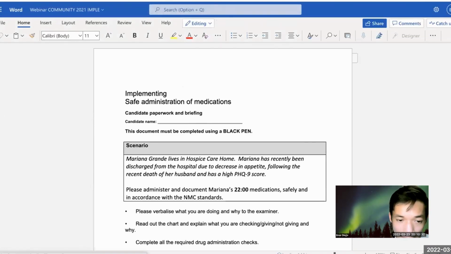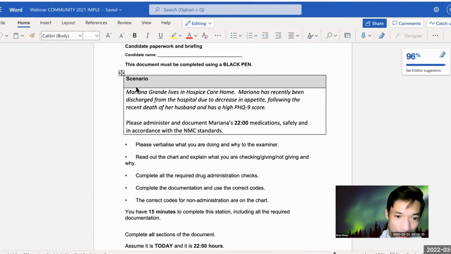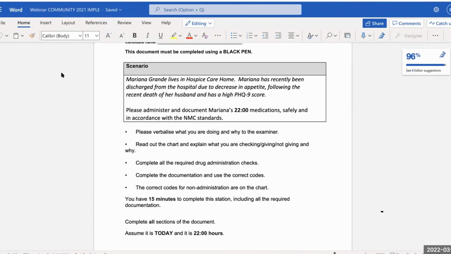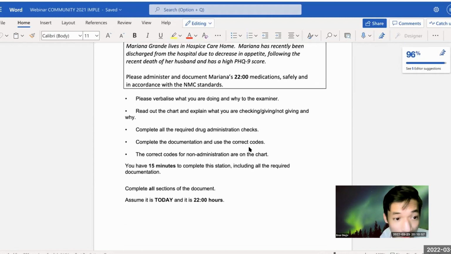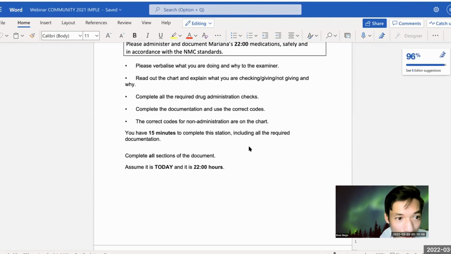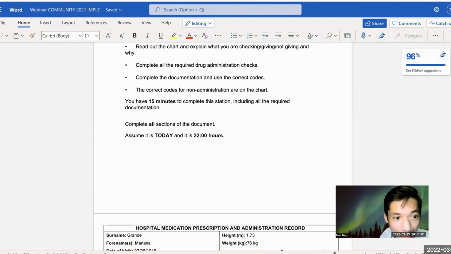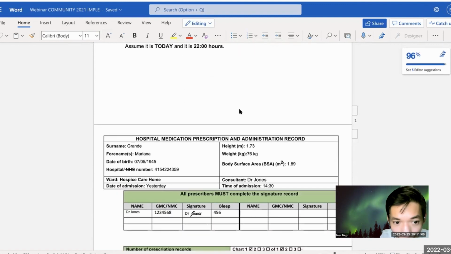So the scenario, let's say Mariana Grande lives in a hospice care. Mariana has recently been discharged from the hospital due to decrease in appetite following the recent death of her husband and has a high PHQ-9 score. Please administer and document Mariana's 2200 medication safely in accordance with the NMC standards. So based on our scenario, you are meant to administer the 10 o'clock medications, the 2200 medications, yeah? So similar with your other document, you're given 15 minutes and same instructions, okay? So let's read it quickly.